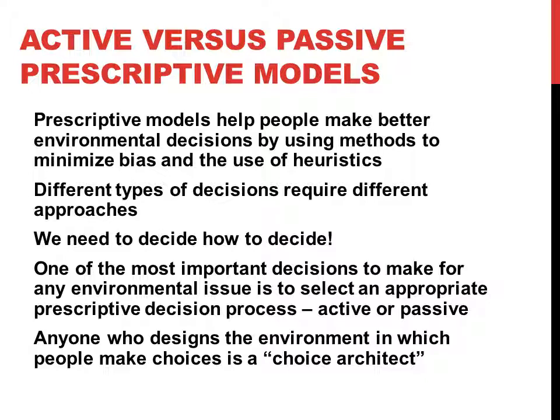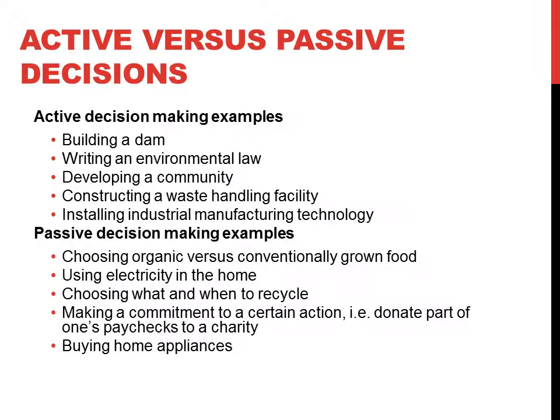And again, last week we introduced the term choice architect, and this is simply anyone who designs the environment in which people make choices, whether it's active choices or passive choices, whether it's structured decision making or simple defaults. We looked at some examples again last week. These are the examples that we used. We're going to just take a quick look at them again.